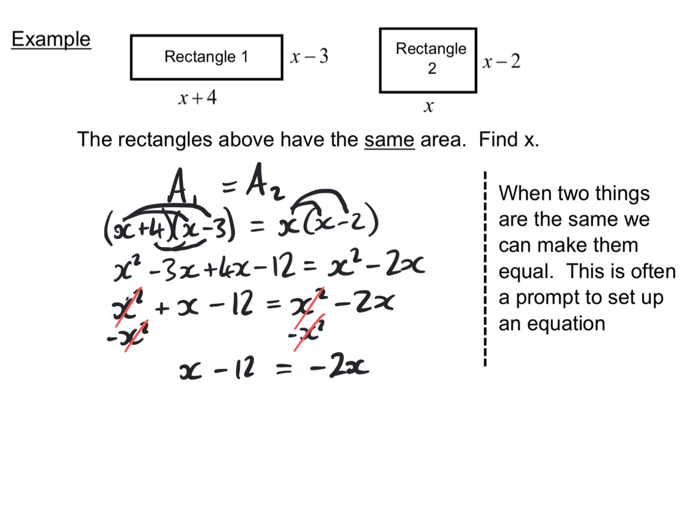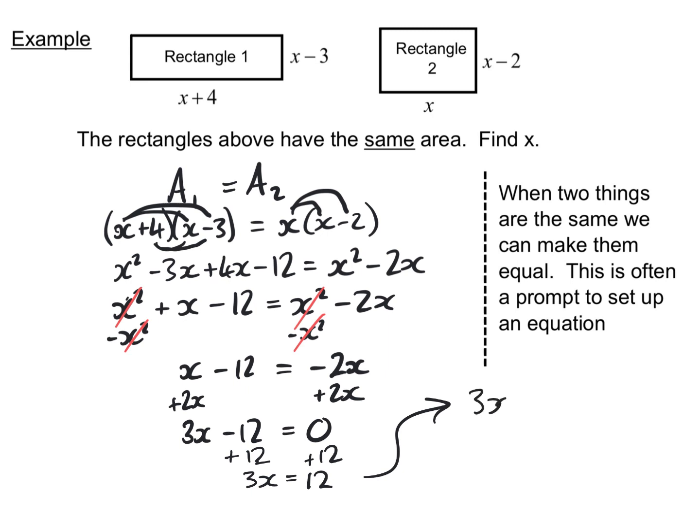So I'm going to get rid of that negative 2x by adding 2x here and doing exactly the same to the other side. That's going to leave me 3x's at this side, take away the 12, and that's going to be equal to 0. From there, I'm going to add 12 to both sides, plus 12, so that's 3x equals 12. I would divide by 3 and divide by 3, and that gives me x equals 4.